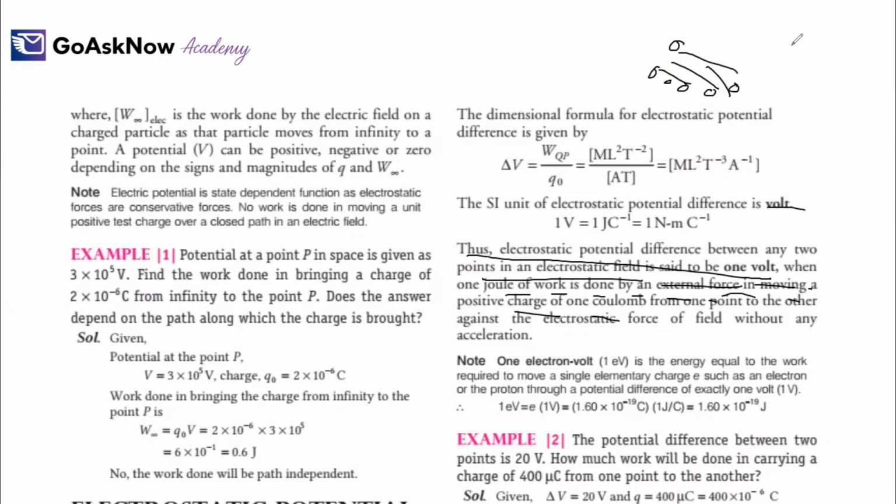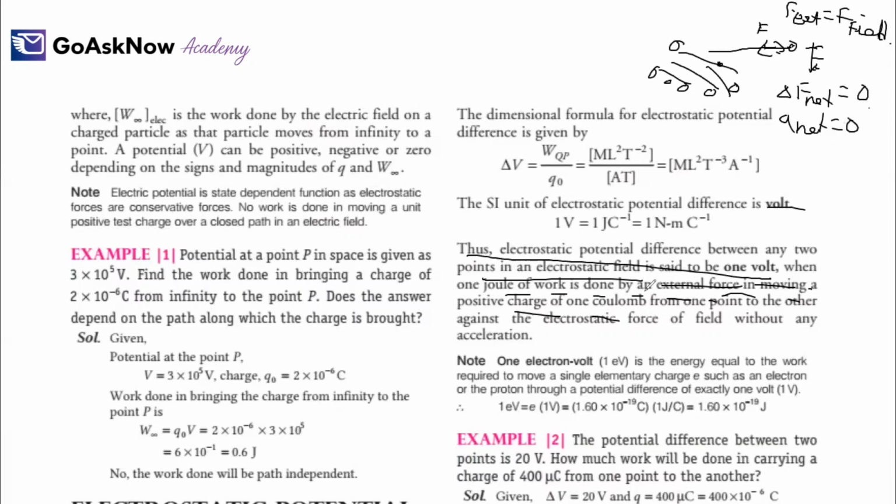If you move any test charge against this field, because this field will exert a force on this charge, you have to move it in this field like this. So you apply some external force, but this external force is just opposite to the force due to the field. That means F external is equal to F field, so the net force will be equal to 0, and the net acceleration will be equal to 0 only.